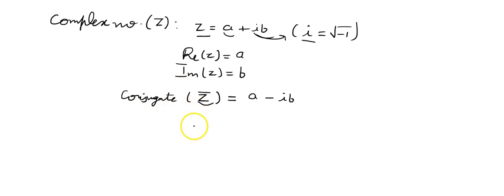Now, if I have to find the modulus of a complex number, it is represented by modulus of Z, and the formula for that is modulus of Z is equal to root over A square plus B square.